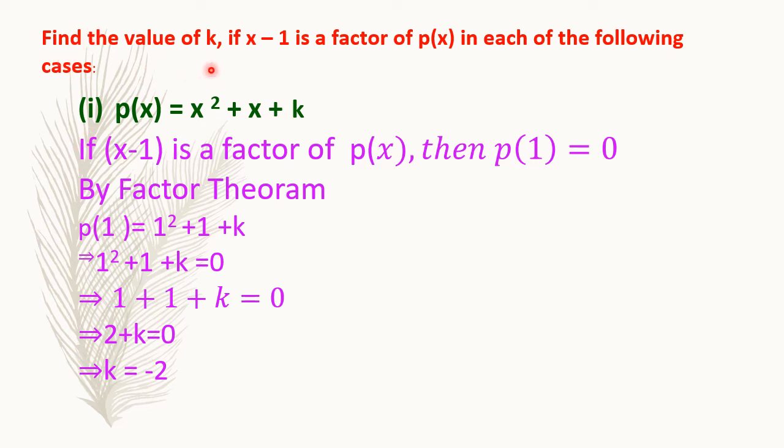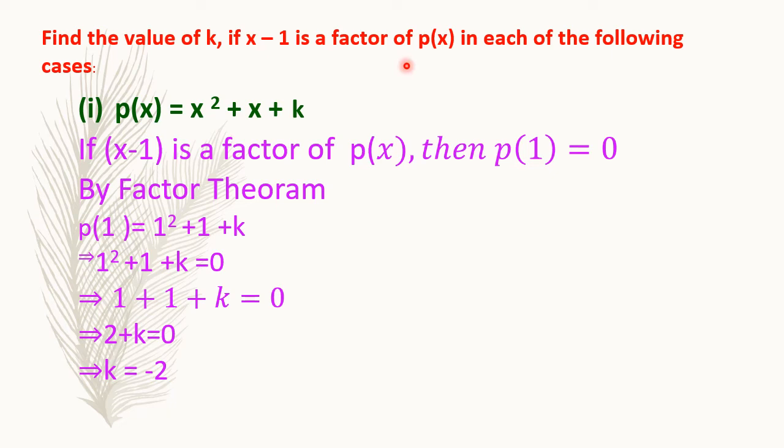Find the value of k if x minus 1 is a factor of p of x in each of the following cases. Now here, hard and fast, it is given that x minus 1 is the factor. So you are not going to decide. It is already decided that x minus 1 is the factor.